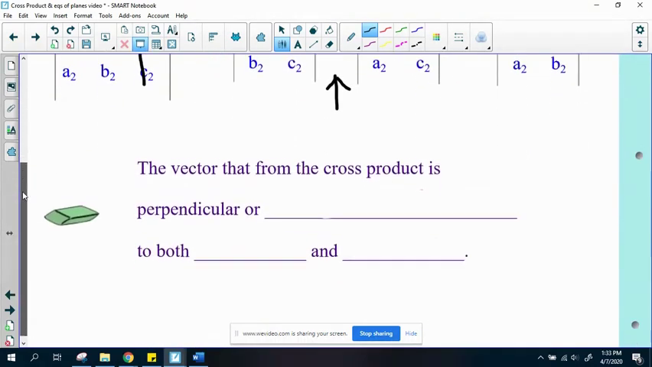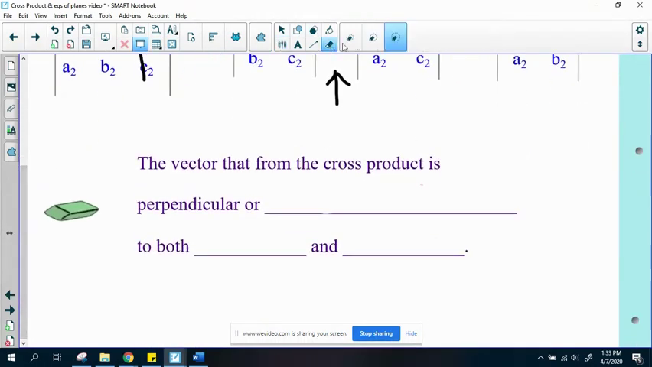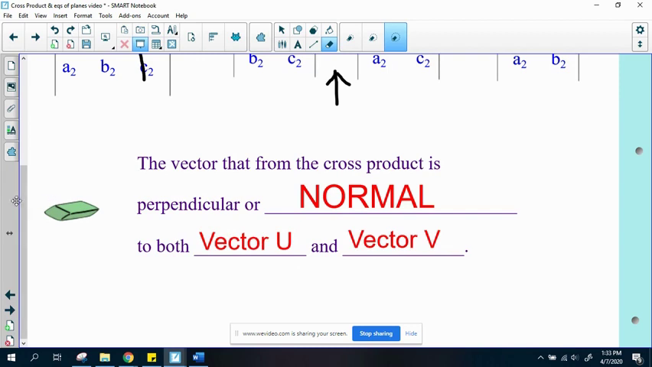Now when you do the cross product, what you're doing is creating a vector that is perpendicular, but we call it normal when you're talking about planes. Normal is the same word for perpendicular. You're creating a third vector that is normal, or perpendicular, to both vector u and vector v, whatever you cross. So your answer is a vector.